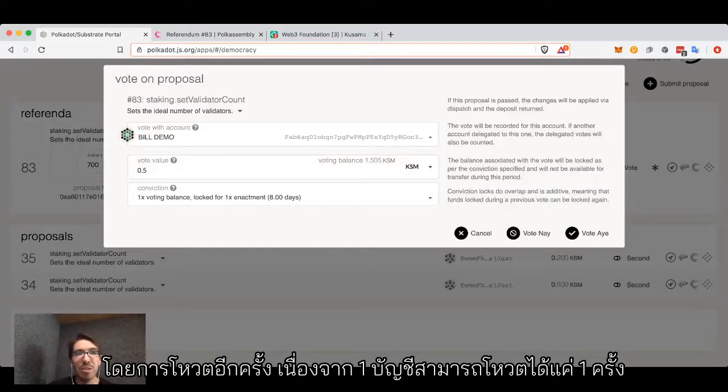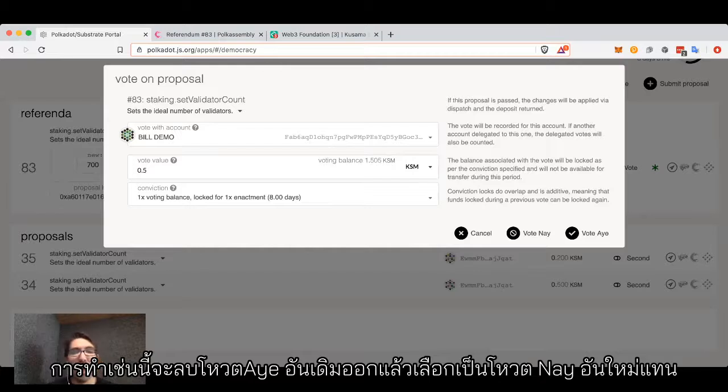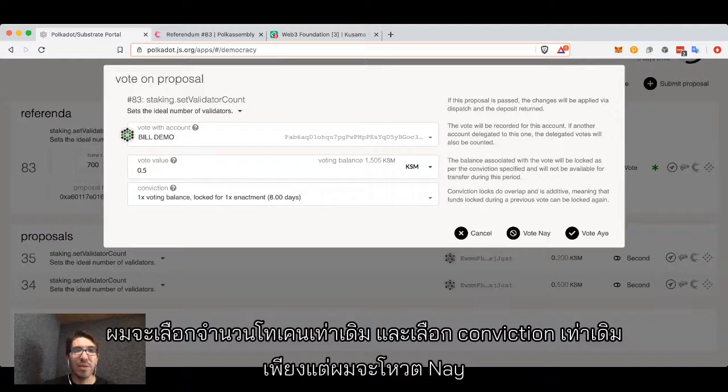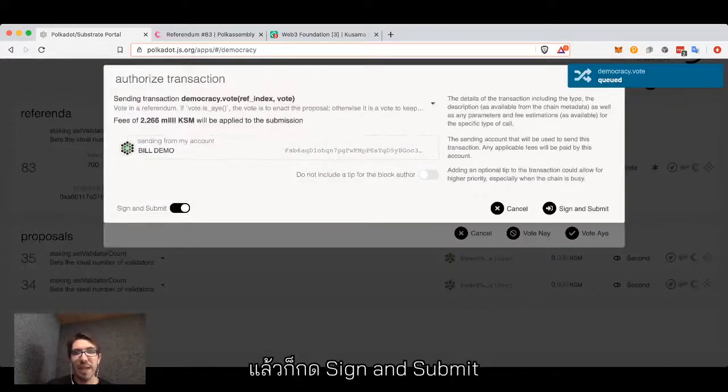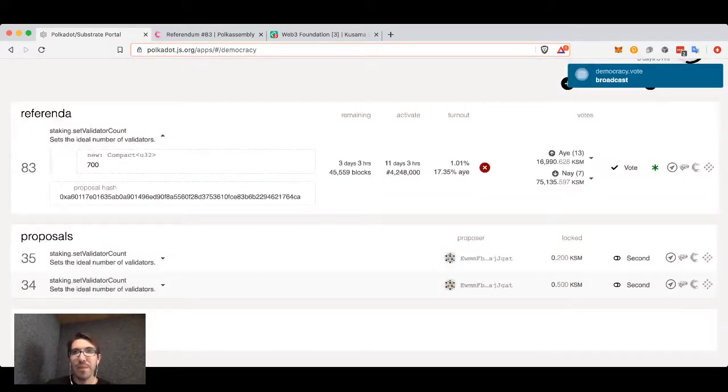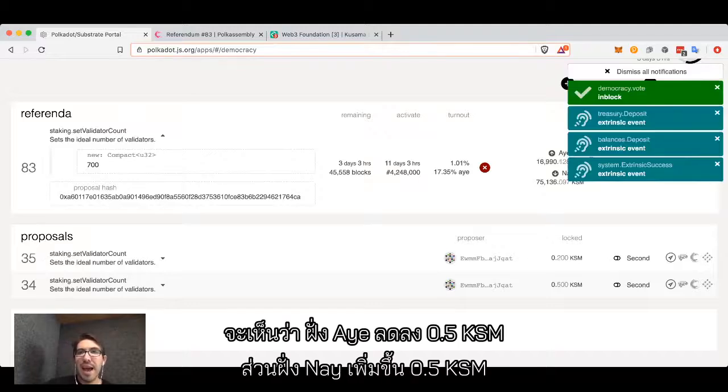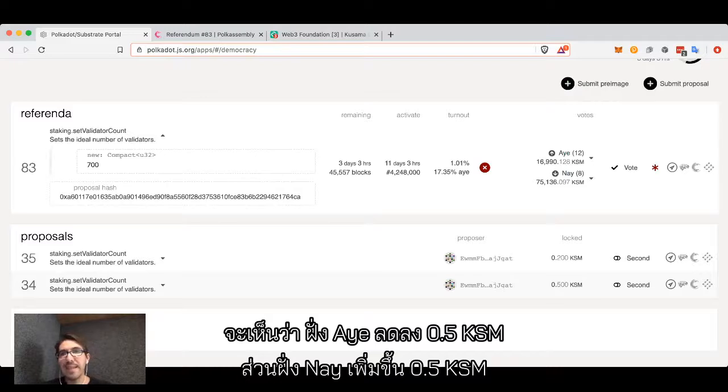Since the same account can only vote once, this will actually take away the vote for aye and put that vote to nay. So here I am going to keep my vote value the same and conviction the same, but I'm going to vote nay. Once again, sign and submit. And you can see that the ayes reduced by half a Kusama weighted, and the nays increased by half a Kusama weighted.